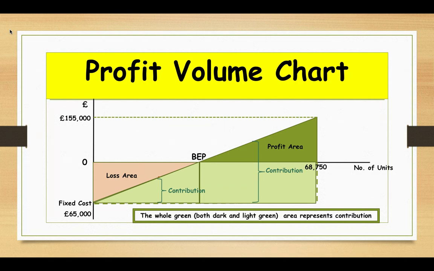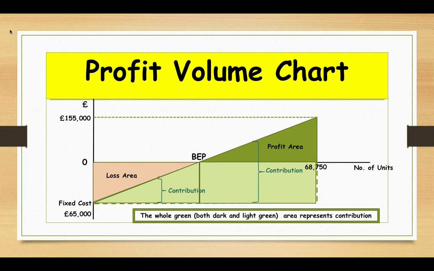So profit plus fixed cost is the contribution. So here the fixed cost is 65,000. The profit is 155,000. Therefore, the total contribution is 155,000 plus the 65,000, which is 220,000.